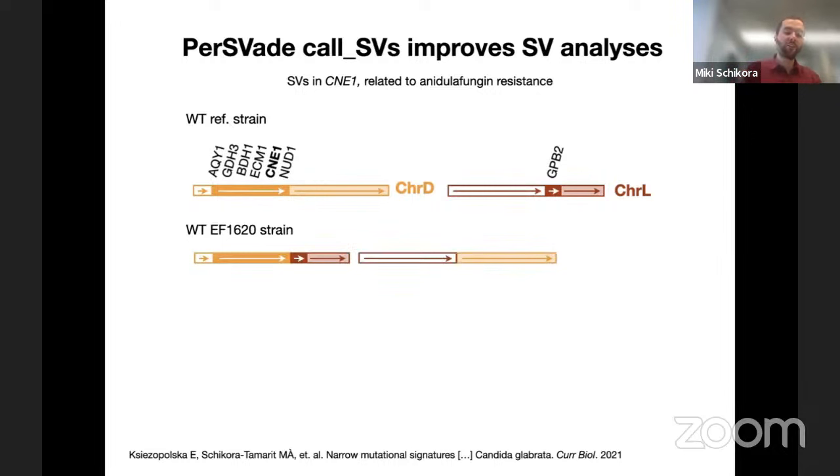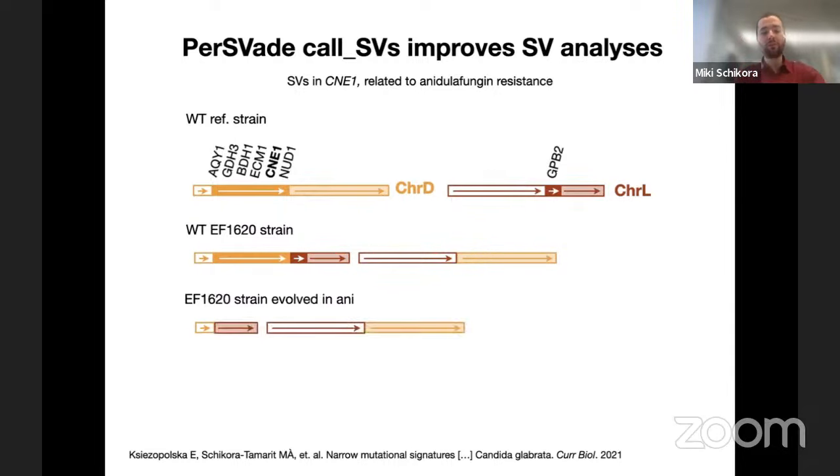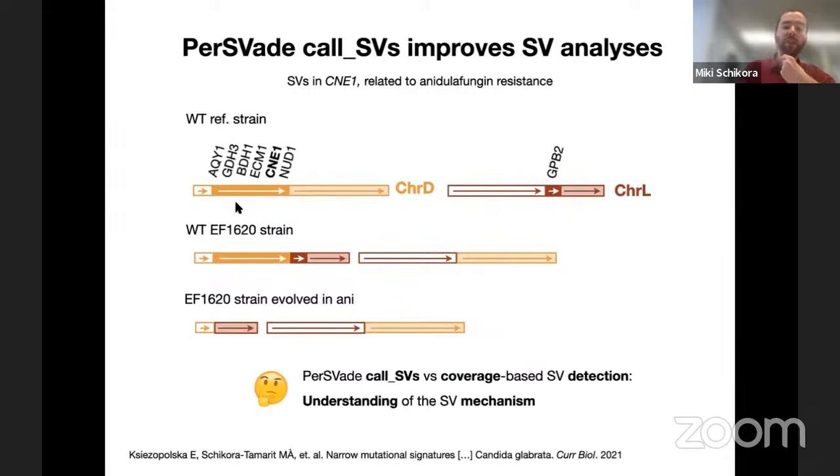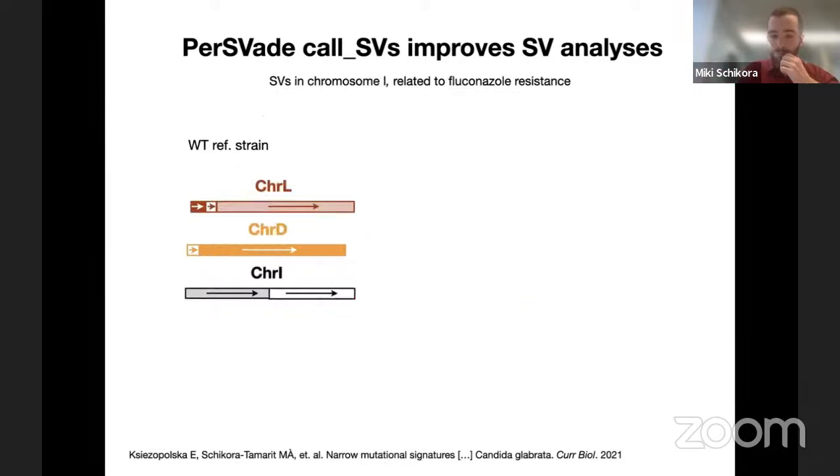The interesting thing there is this other strain that we use in our experiment that has a balanced translocation between chromosome D and L. When we evolve this strain in anidulafungin, in one instance we see that this region here is lost. It's a single deletion. If we were looking at the coverage, we would see a deletion here and a deletion here, because we always map towards the reference genome. However, thanks to PerSVade, we can understand that actually we first had a balanced translocation and then a deletion. So we better understand the mechanism of structural variant formation, which I find improves our understanding a lot.